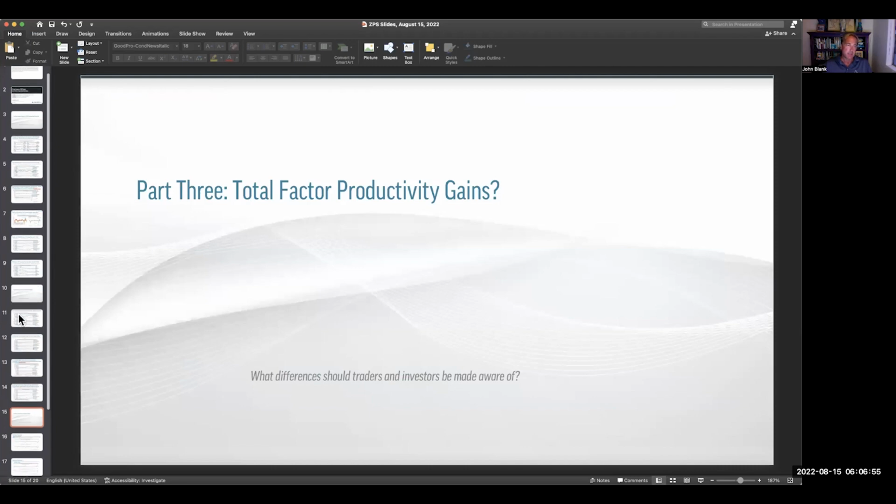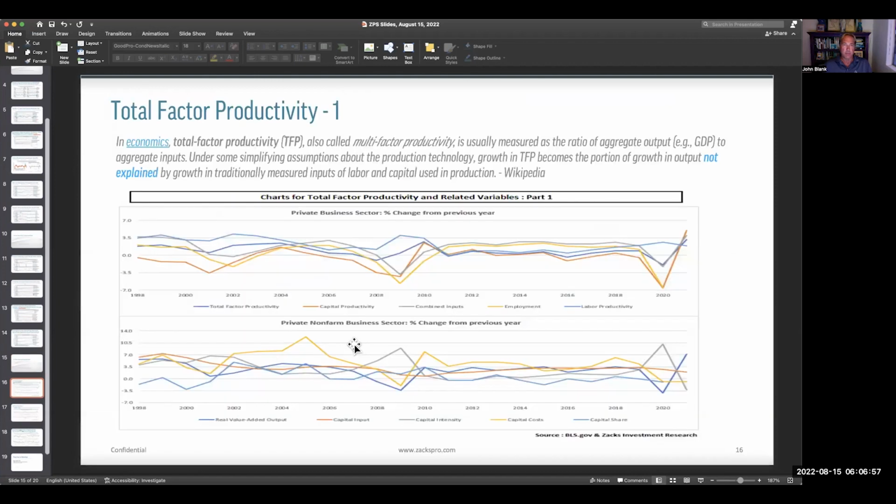This is a subject that economists use a lot, and I'm going to talk about it in terms of economics. Total factor productivity, TFP, also called multi-factor productivity, is usually measured as the ratio of aggregate output, which is GDP, to aggregate inputs, which is capital, labor, and something else. Under some simplifying assumptions about production technology, how you put capital and labor together, growth in total factor productivity becomes the portion of growth in output, GDP, not explained by growth in inputs of capital and labor. So this is the third thing. How do we put together the factors of production?